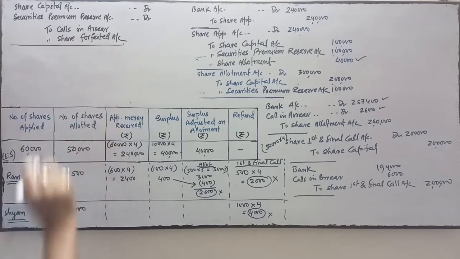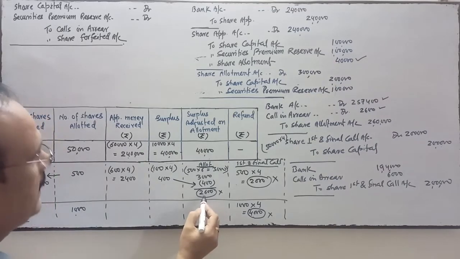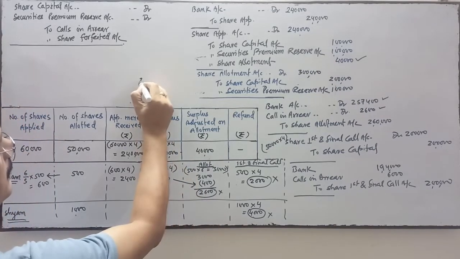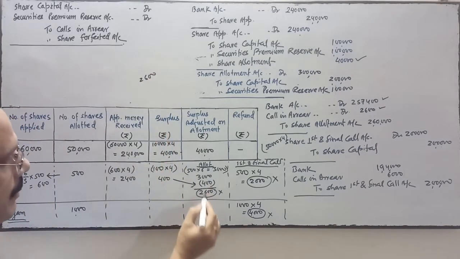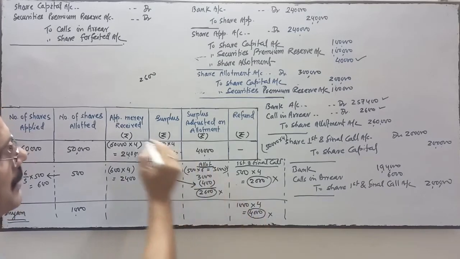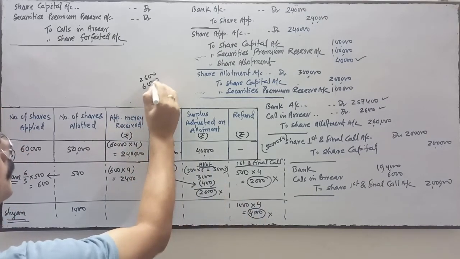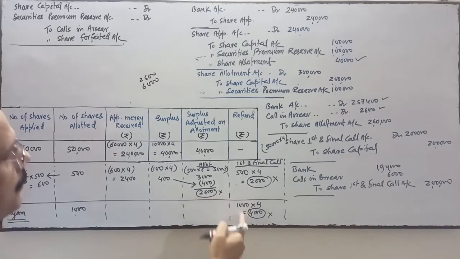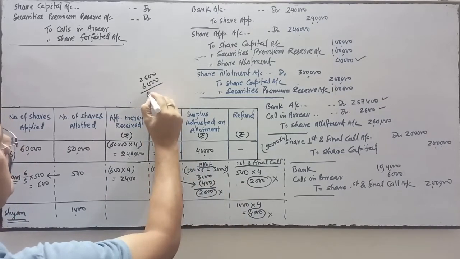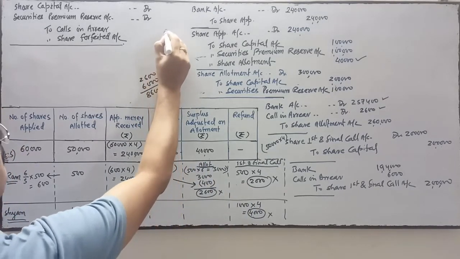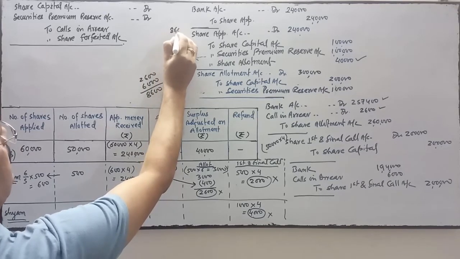Okay, now come to the amount. Calls in arrear, very simple. You see the calls in arrear amount: 2600 at the time of allotment, and at the time of first and final call 6000 total, 2000 and 4000. So total calls in arrear is 8600. So 8600 will be credited.